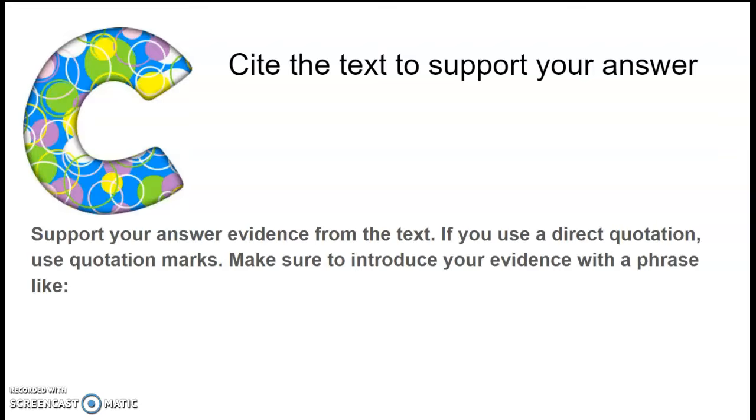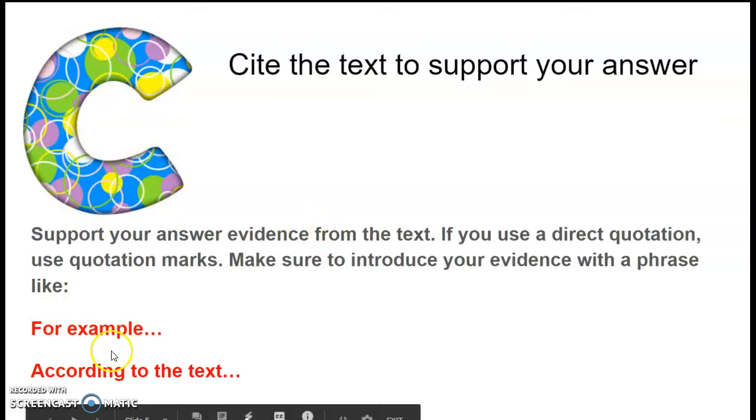If you use a direct quotation, use quotation marks. Make sure to introduce your evidence with a phrase like, for example, according to the text. So those are things you can use when you get to this part. These are kind of like our transition words that help in your writing. Or the author states that. That's another one we can use.